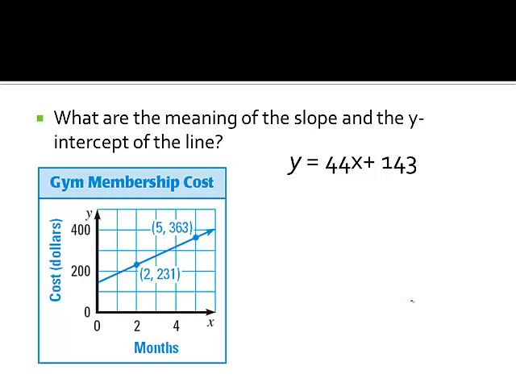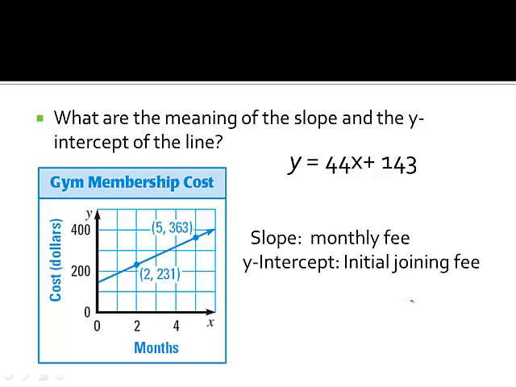Okay, so this is what I was kind of alluding to. What is the meaning of the slope and the y-intercept in the line? This is just kind of the initial joining fee I was talking about, because you always have to spend money, whether it's shipping and handling. There's always an initial fee of some sort with most products, I will say.